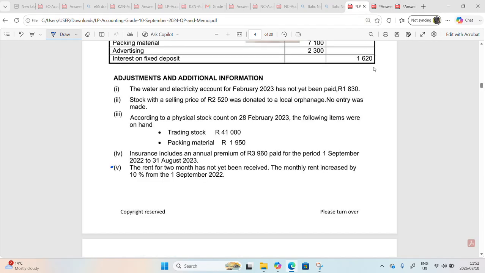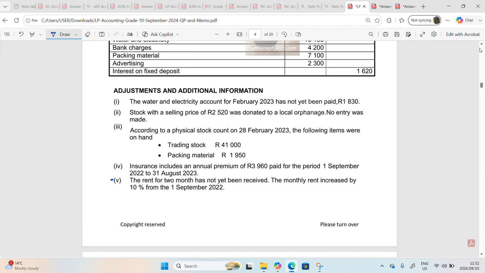All right, let's go and check our water and electricity. I want you to note the first bullet point, guys. The water and electricity account for February 2023 has not yet been paid, right? We haven't paid water and electricity.